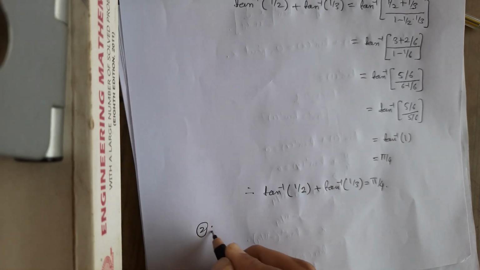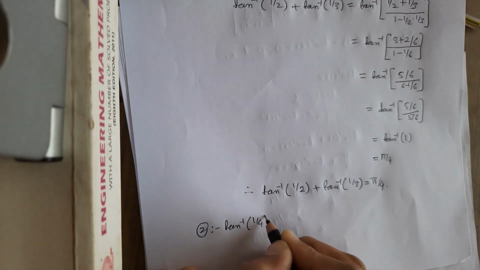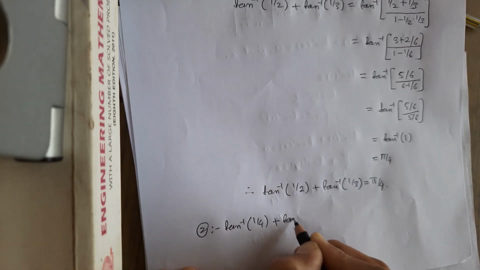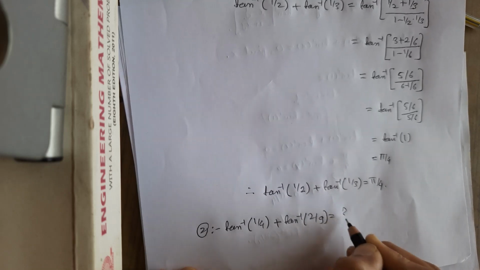Now similarly, I want you to find this value: tan inverse of 1 by 4 plus tan inverse of 2 by 9. Find out this value. Just pause the video here and find it out, and let me know what value you got.